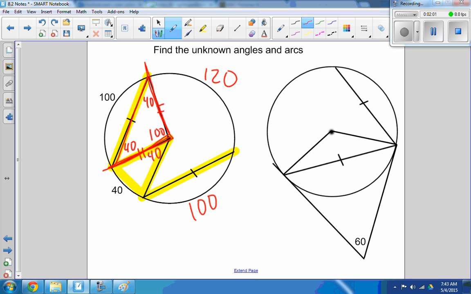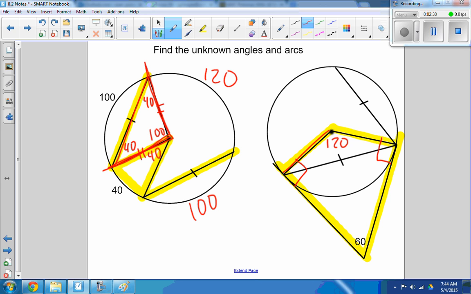Now let's look at this next one. Here, we've got tangents intersecting radius. Well, remember, tangents intersecting a radius creates a right angle. So that's 90 degrees. That's 90 degrees. And so what I have highlighted is a quadrilateral, which adds up to 360. So 360 minus 90, minus 90, minus 60 is 120 degrees.